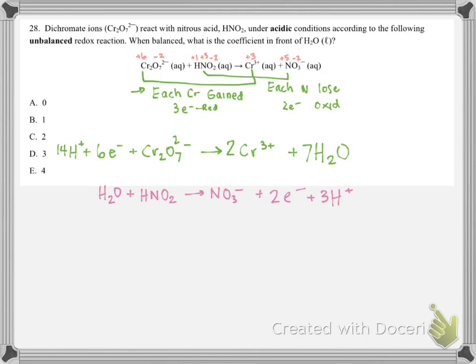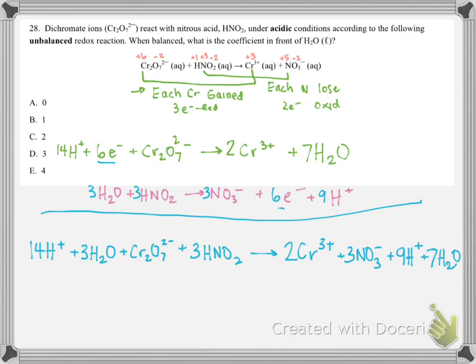Okay, so my next step now is to add the two equations together. But when I do that, I need the number of electrons to cancel. And right now I have 6 and 2 electrons. So to make the number the same, I'm going to multiply this bottom reaction by 3. And so now that the number of electrons are the same, I can go ahead and combine my two reactions.